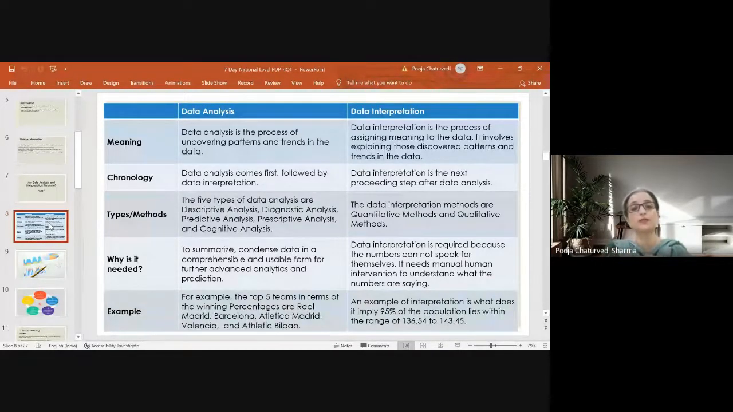Why do you need to do data analysis and interpretation? To summarize and condense data into a comprehensible and usable form. For further advanced analytics and prediction, you need to do data analysis. But simply stopping your work at analysis is not going to help, even if you want your paper to be accepted in a good journal. So analysis is definitely important.